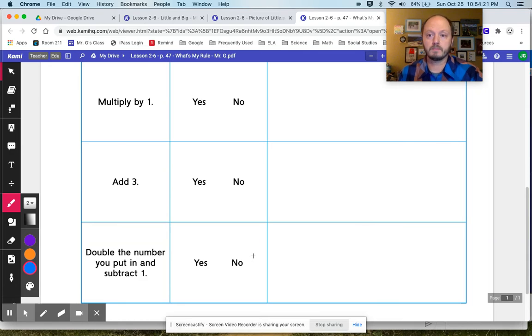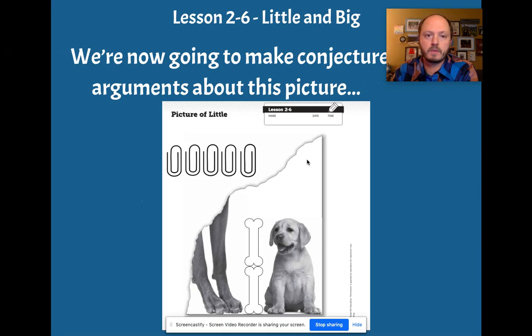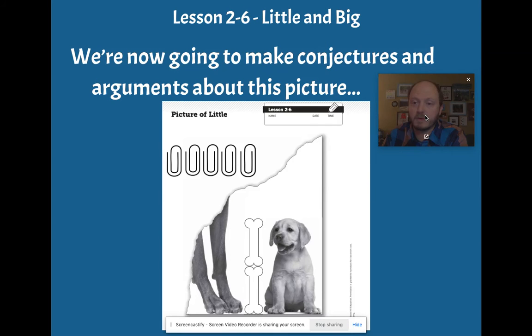And when you are done, we are then going to transition into working on making another set of conjectures about this picture here. And it goes along with this activity of little and big. And here's a picture of a dog. And the dog has perhaps the worst name I've ever heard. It's called Little. And the other dog's name is Big.